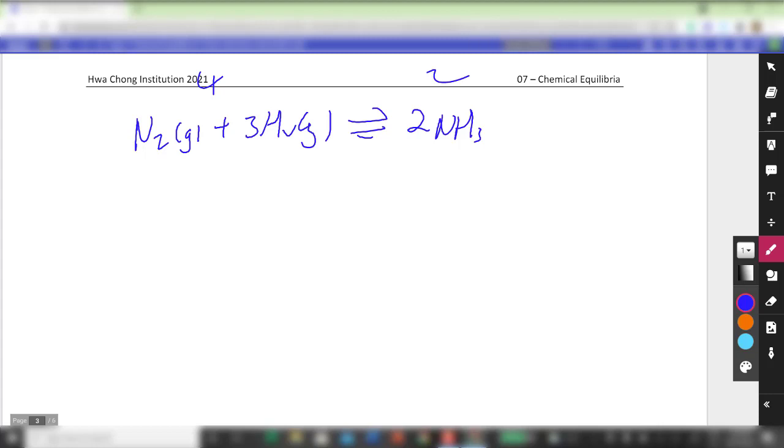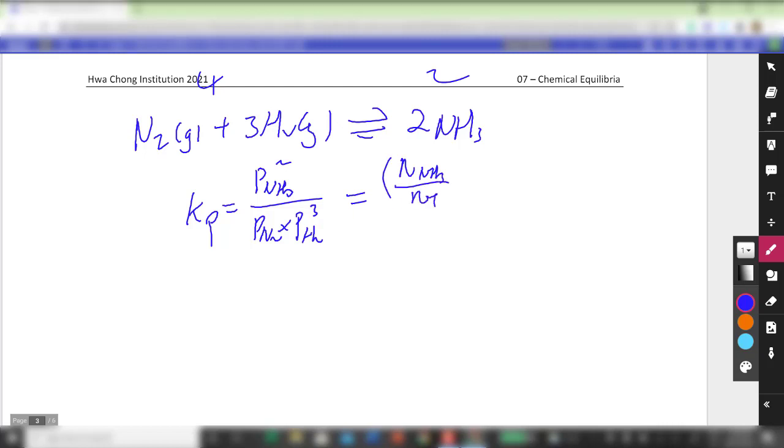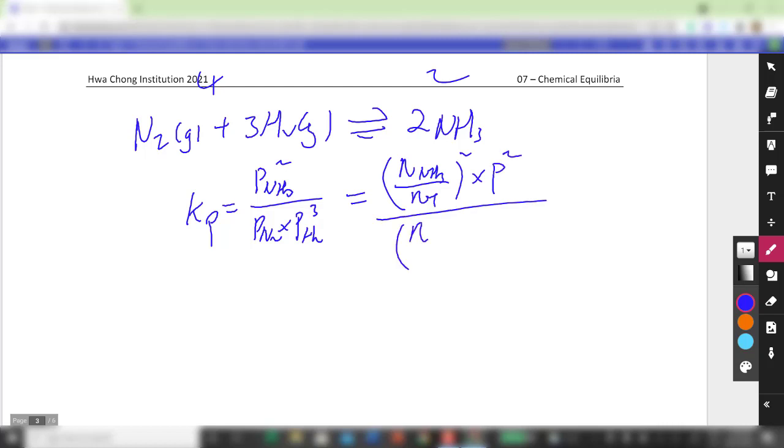So if I were to write out the equilibrium expression, which is Kp, it equals the partial pressure of ammonia squared divided by the partial pressure of N2 multiplied by the partial pressure of H2 to the power of 3. If I do the same thing as earlier by dissecting the terms, I end up with the number of moles of ammonia divided by the total number of moles, squared, multiplied by the total pressure squared, divided by the number of moles of N2 over the total number of moles.